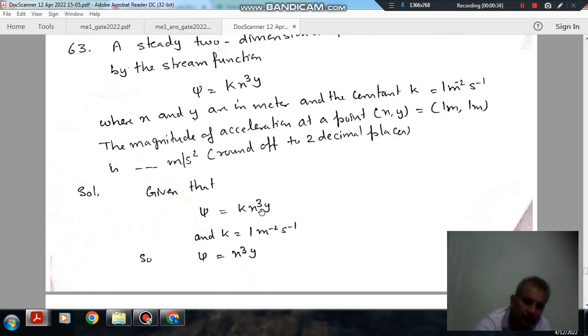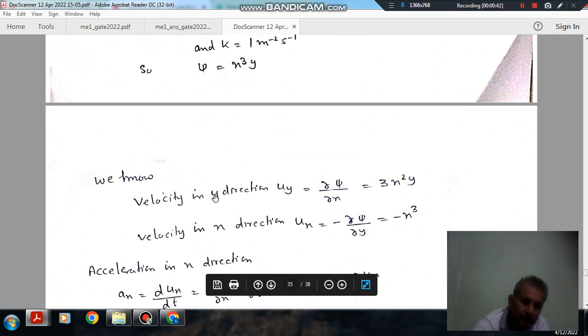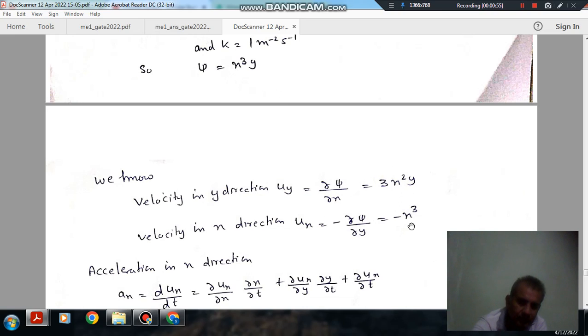So psi is equal to k x cube y and k is 1. So psi will be x cube y. Okay. And velocity in y direction in terms of psi is given as minus partial psi by partial x, and velocity in x direction in terms of psi is given as partial psi by partial y. So partial psi by partial x is 3x square y, and u_y is minus 3x square y, and u_x is x cube.